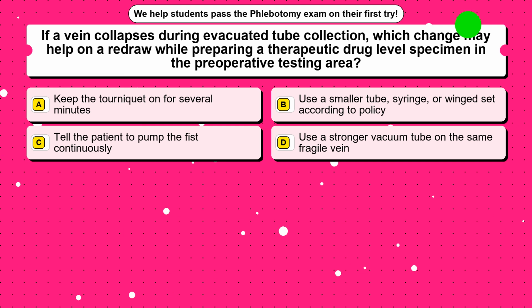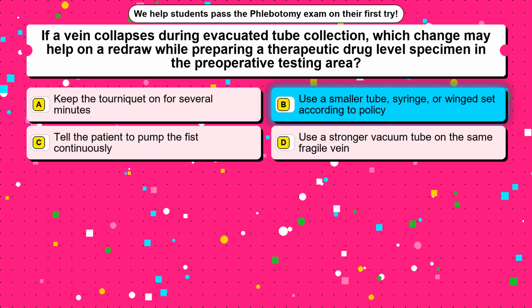Question 7. If a vein collapses during evacuated tube collection, which change may help on a redraw while preparing a therapeutic drug level specimen in the preoperative testing area? Option A. Keep the tourniquet on for several minutes. Option B. Use a smaller tube, syringe, or winged set according to policy. Option C. Tell the patient to pump the fist continuously. Option D. Use a stronger vacuum tube on the same fragile vein.